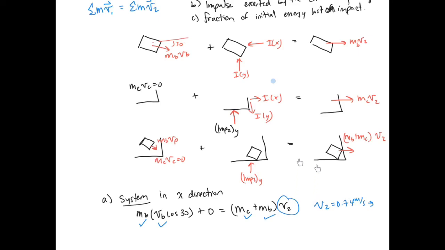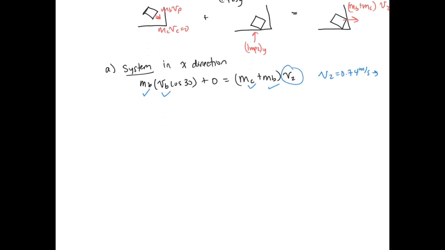So I'm going to scroll up again, and what this looks like is: here we have the mass of the bag times the velocity of the bag cos 30, so in the x direction, minus the impulse from the cart in the x direction, is equal to the mass of the bag times that second velocity. We solved for this velocity up here, so we have it. We know our masses, and we know our initial speed, so we can solve for Ix.